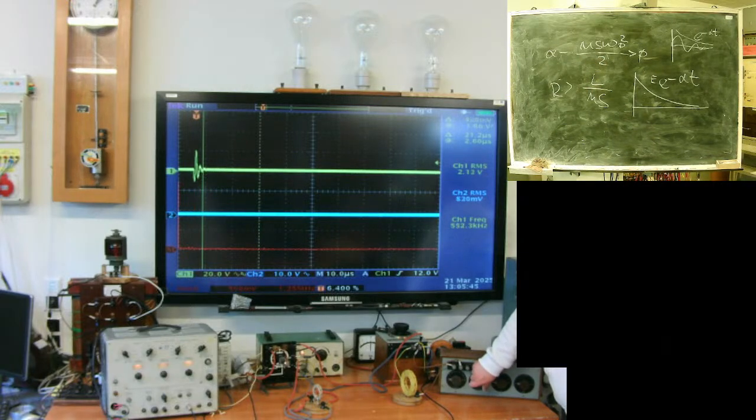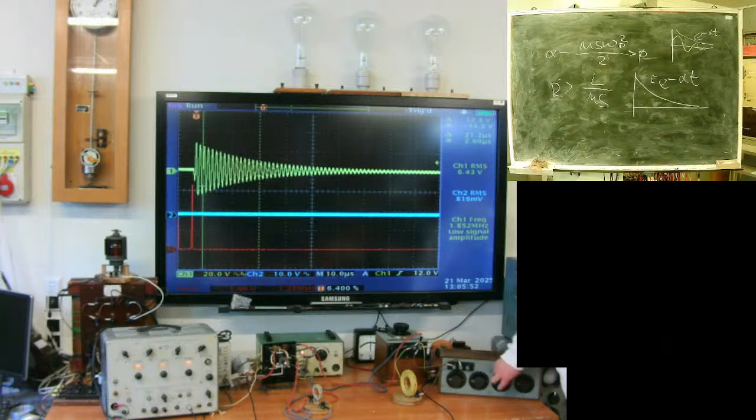I increase alpha with the increase of resistance. So if decay increases, it is faster, that means it goes to zero faster. Yeah, the higher alpha, the faster it goes to zero.